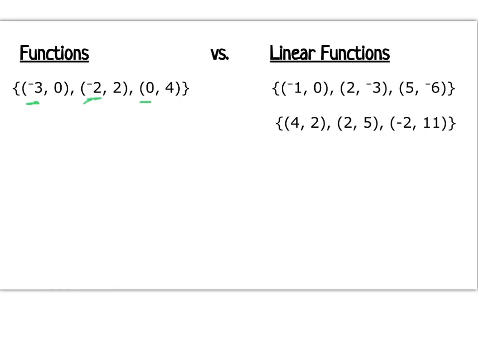Now to determine if it's a linear function, the easiest way to do that is to first create an x and y table with our points. So I'm going to take the first one, so we have -1 and 0, 2 and -3, and 5 and -6. So it's definitely a function because none of our x's repeat.